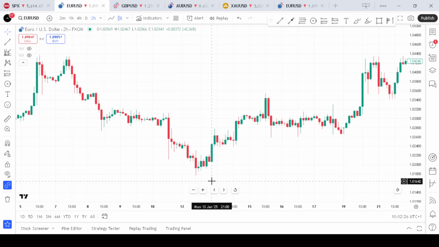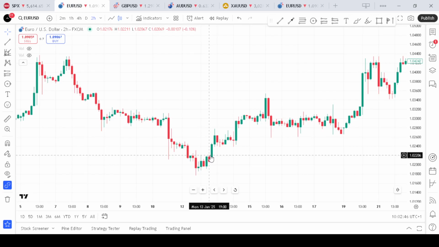Then the final candle is a bullish candle. This pattern concludes with a large bullish candle which closes near or above the level of the initial bearish candle. That's the initial first candle. This signifies that buyers have gained control and are driving price to the upside.